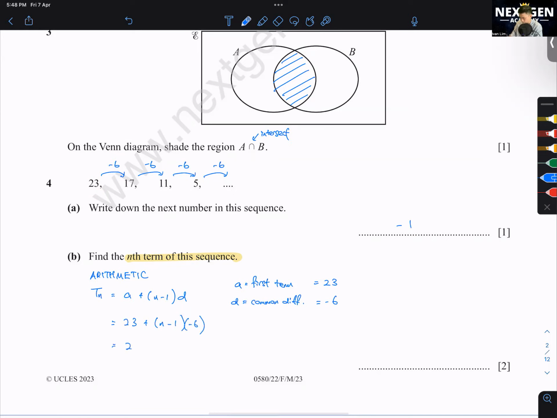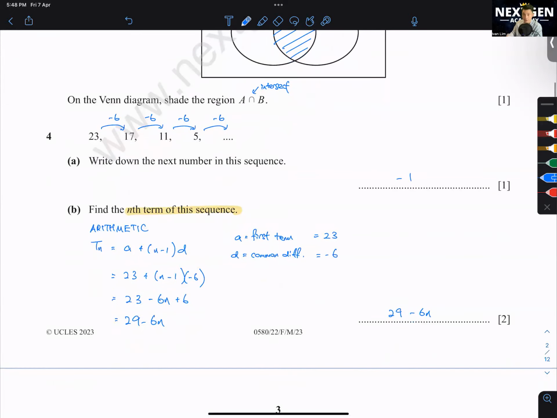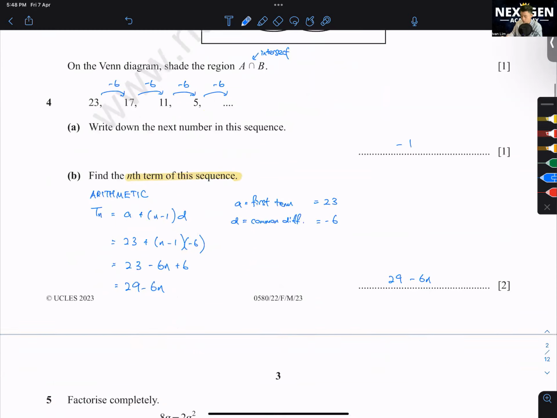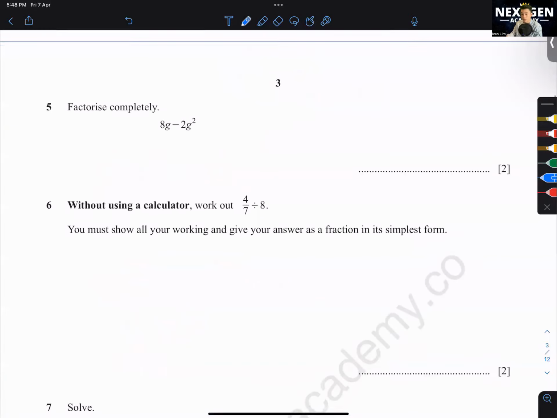We open up from here. No need to use any other formula. This one will be the easiest one. 29 minus 6n, or minus 6n plus 29, whichever way you want to put it also can. So here, 29 minus 6n. Next one. Clear? Arithmetic. Later you will see one more, the geometric one.